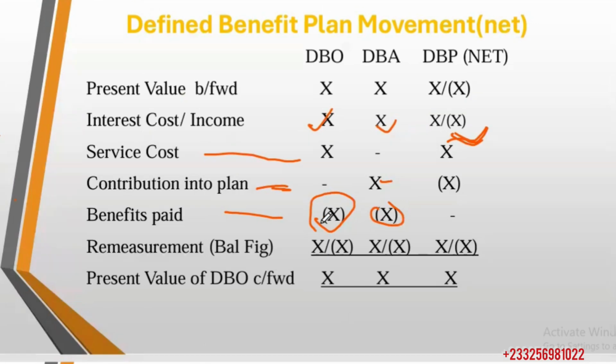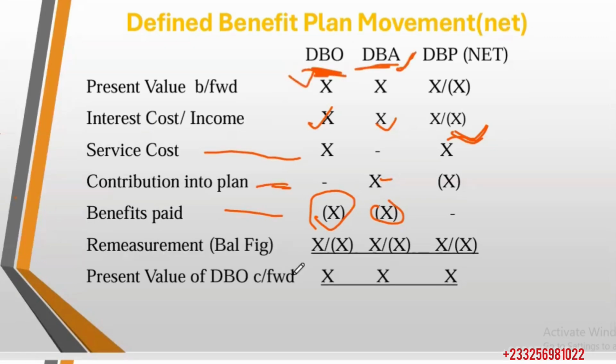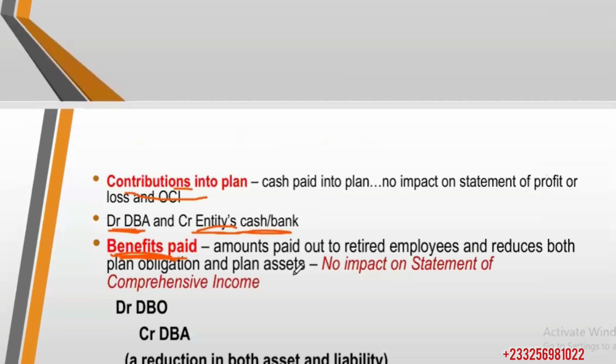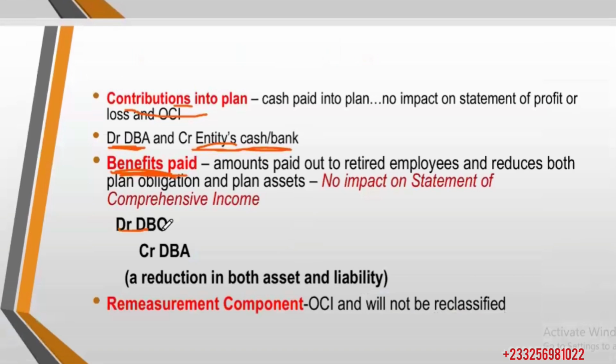You debit it. Liability has a credit balance. So if you want to reduce it, you debit it. Asset has a debit balance. If you want to reduce it, you credit it. So with the benefit paid, we'll debit the obligation and then we'll credit the asset. So that's what we have here. We'll debit the obligation to reduce the obligation and we'll credit the asset to also reduce what? The asset. And it is a reduction in both asset and what? Liability. And then we said the remeasurement components, we take them to OCI and they are not reclassified.